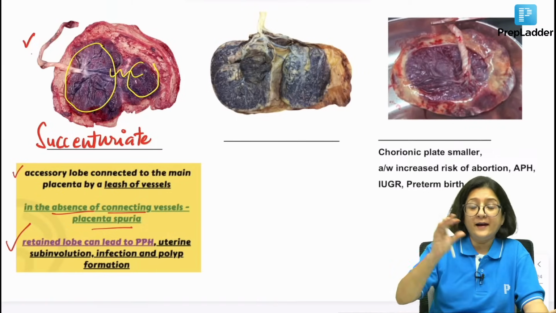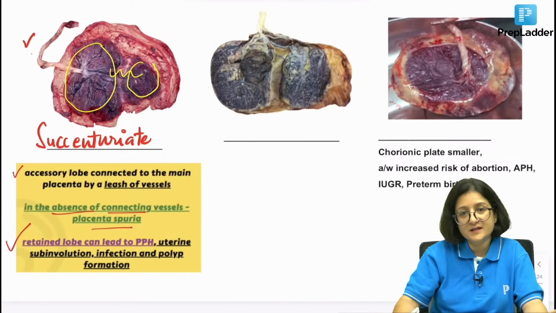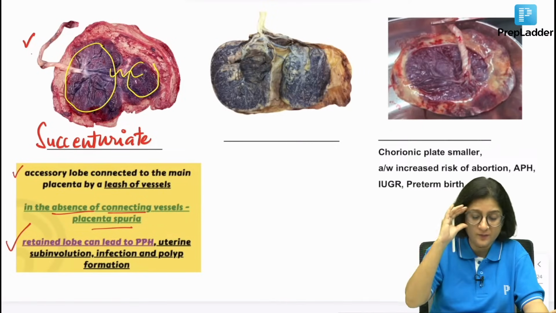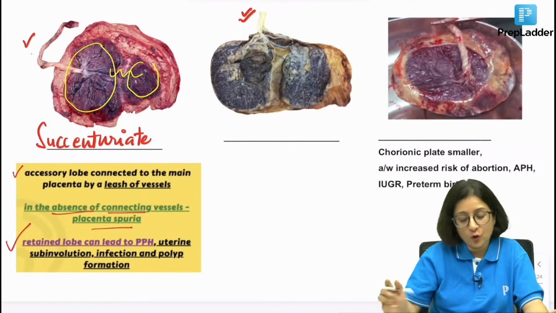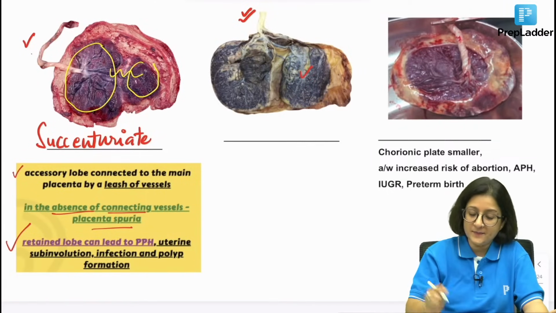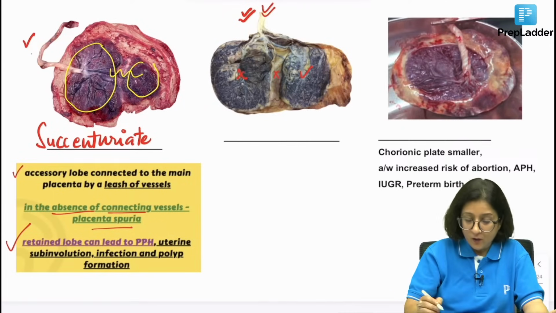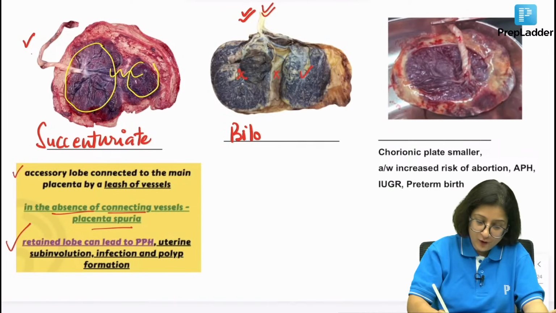At a later point in time it can also lead to uterine subinvolution if small fragments of these accessory lobes are left behind. They can get infected, and cause infection and polyp formation. Second image, this is when you have an additional lobe, but they are of almost the same size. Now the umbilical cord could be attached to one, or it could be attached in the center here also, depends. And there will be a leash of connecting vessels also. This is bilobed placenta.